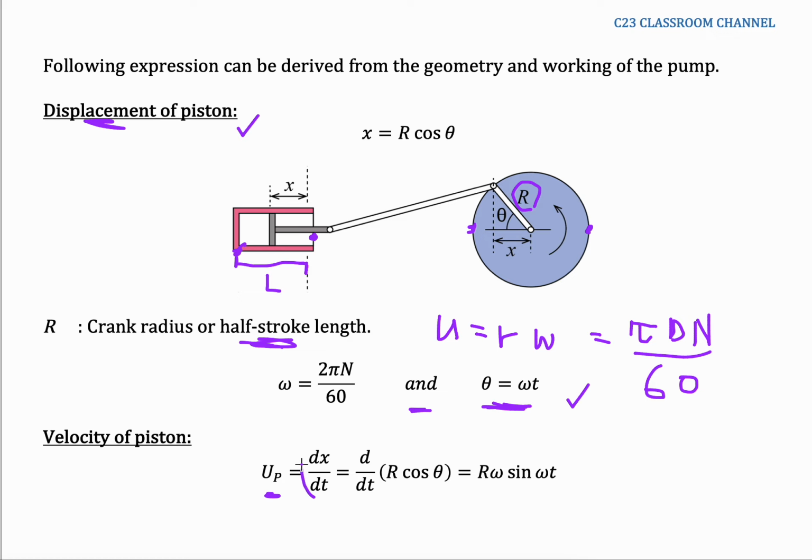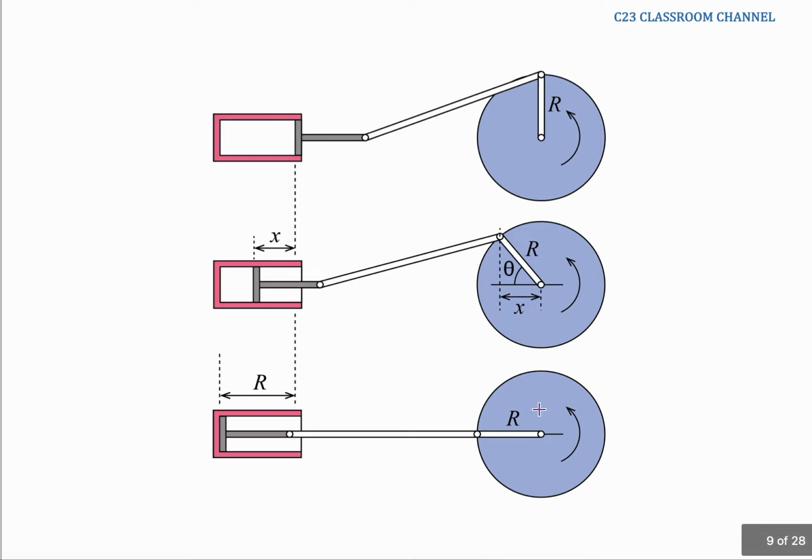So you could understand the meaning of this one. dx over dt means the difference of distance divided by the difference of time, so length over time. So we differentiate the r cos theta, the value of x here. We have d dt for r cos theta, and then we get r omega sine omega t, by replacing the value of theta with omega t here. So this is the mechanism.